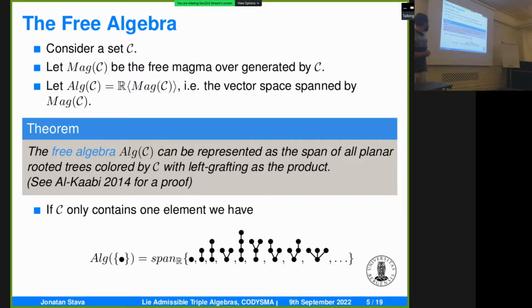If the set C only contains a single color, like down here, the first few elements you get would be these ones. One of them is just a single element, then the product of the two, then there are two of order three, and then there's a further one. Notice that these two are different in this case.